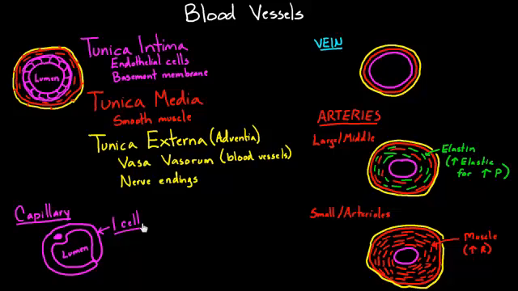The vein follows the general pattern, but the large and middle arteries have a lot of elastin in the tunica media, and the small arteries and arterioles have a lot of muscle in that tunica media.